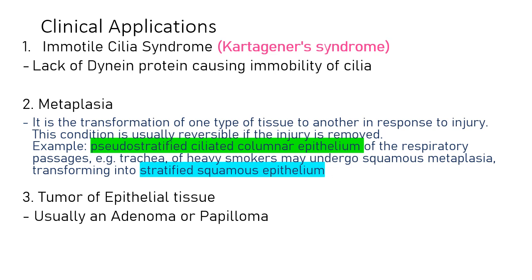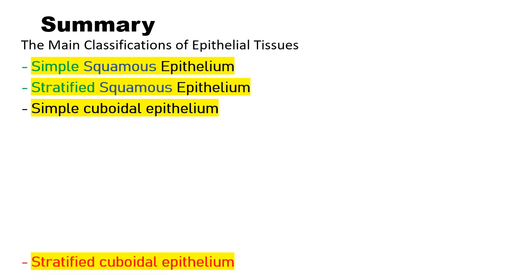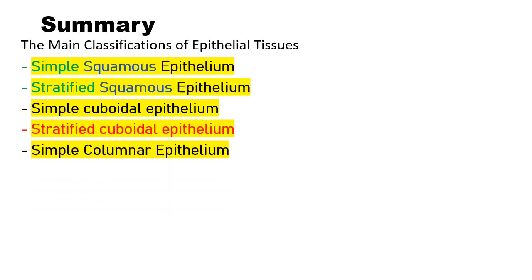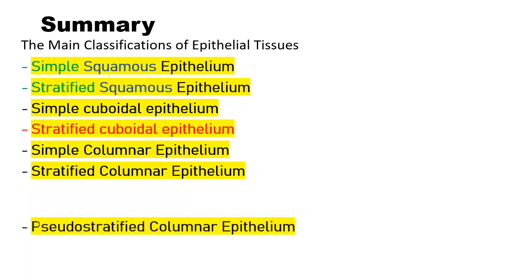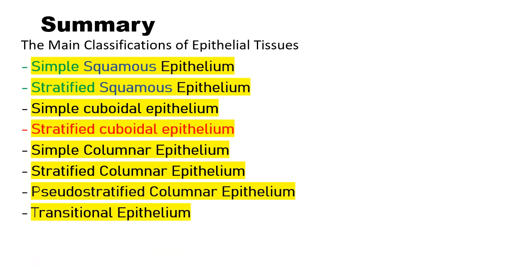All right, so let's look at the summary. Let's look at the main classifications of epithelial tissues, which we have already described in terms of shape and number of layers. From what we have discussed, we have simple squamous epithelium, stratified squamous epithelium, simple cuboidal epithelium, stratified cuboidal epithelium, simple columnar epithelium, stratified columnar epithelium, pseudostratified columnar epithelium, and transitional epithelium. Please, you must know their characteristics, where they are found, and how to draw them.